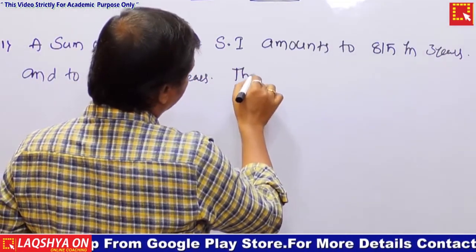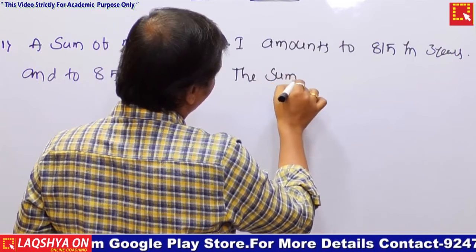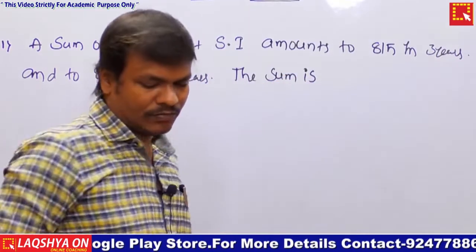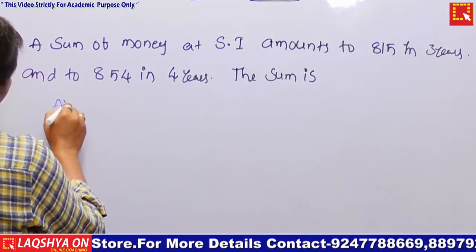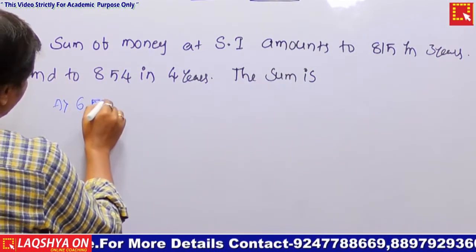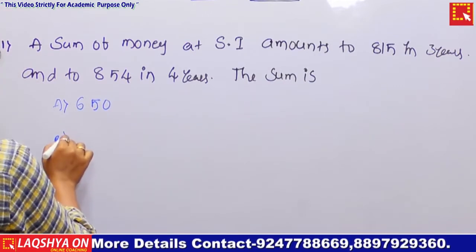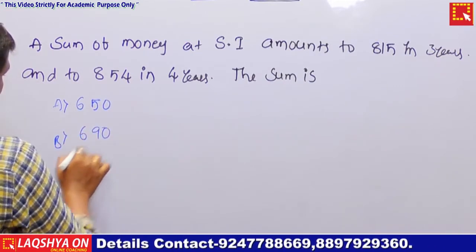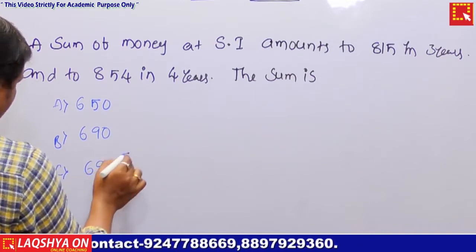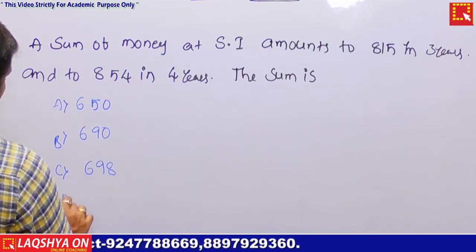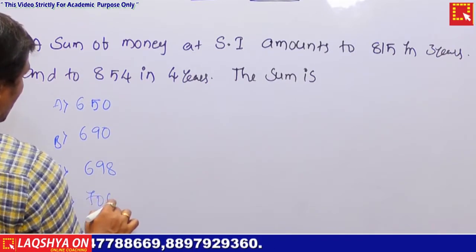The sum is: option A 650, option B 690, option C 698, option D 700.